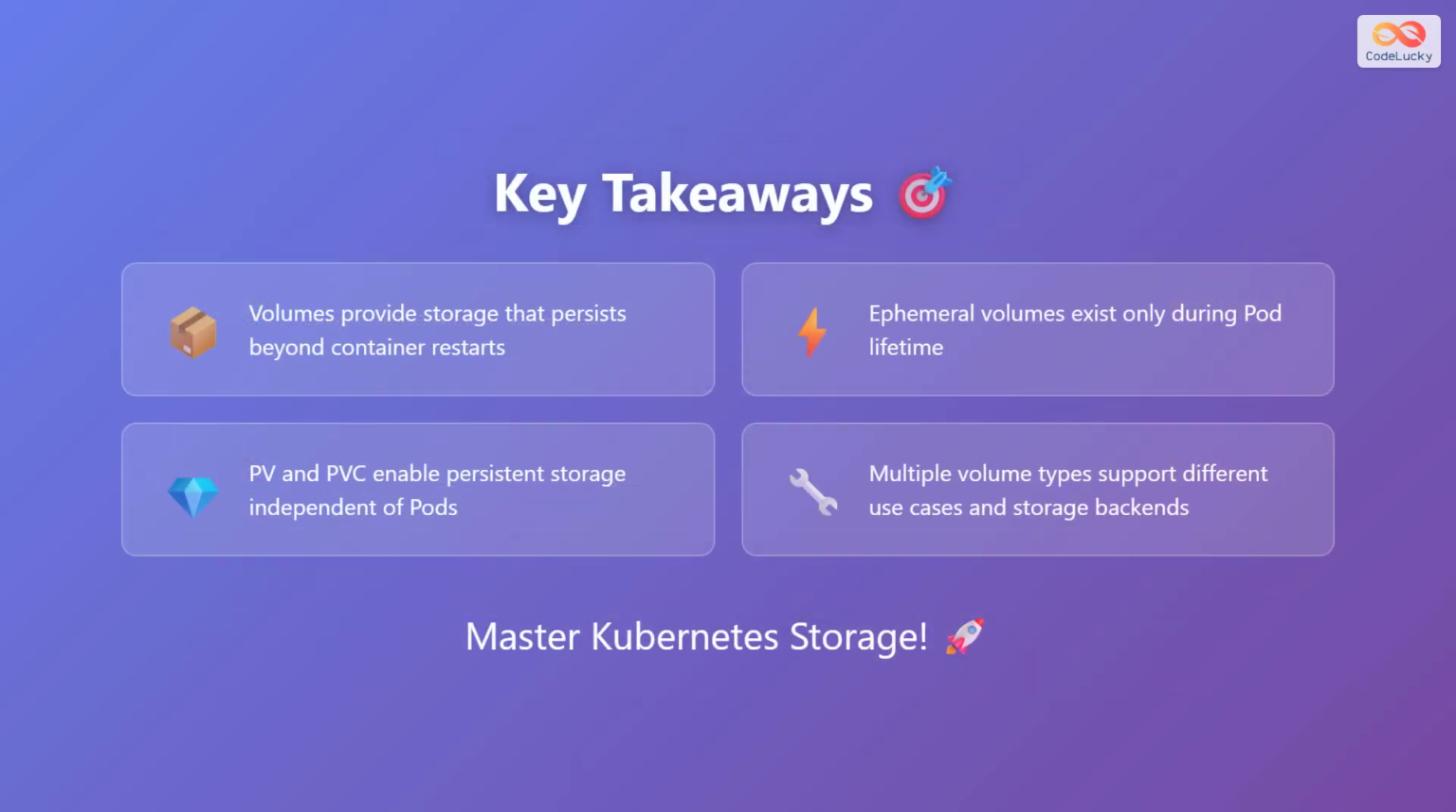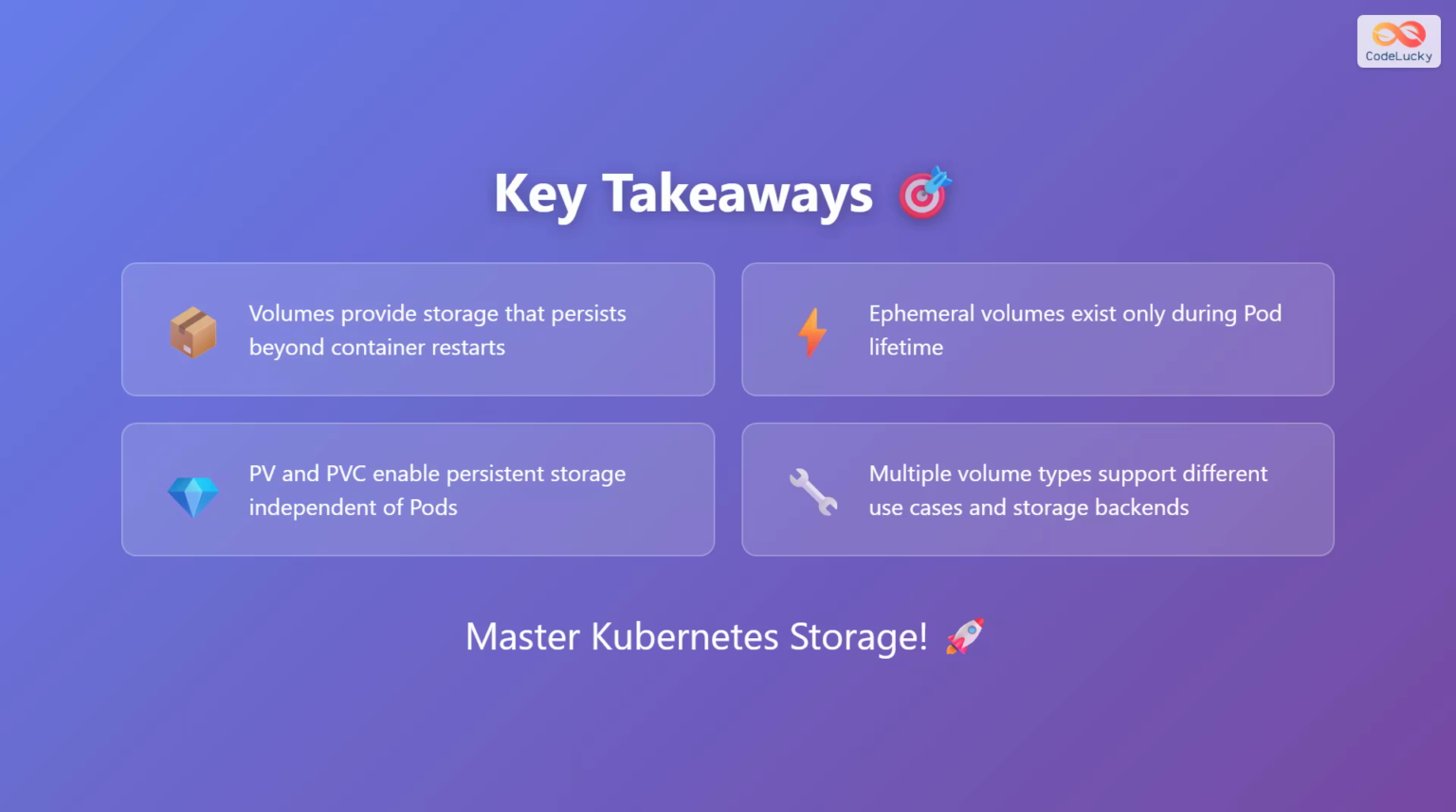Let's recap the key concepts we've covered. First, volumes provide storage that persists beyond container restarts, solving the ephemeral nature of container file systems. Second, ephemeral volumes exist only during the pod's lifetime and are perfect for temporary data. Third, persistent volumes and persistent volume claims work together to enable persistent storage that's independent of pod lifecycles. This is essential for stateful applications.